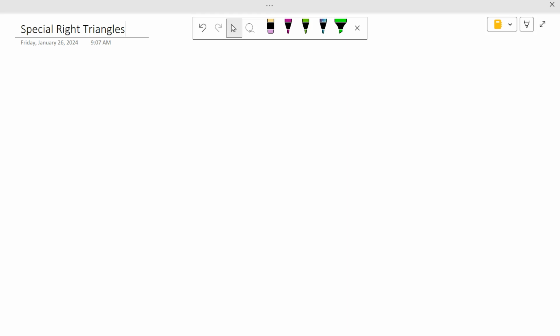The first type of special right triangle is an isosceles right triangle. Here's the right angle, and these two sides are congruent.